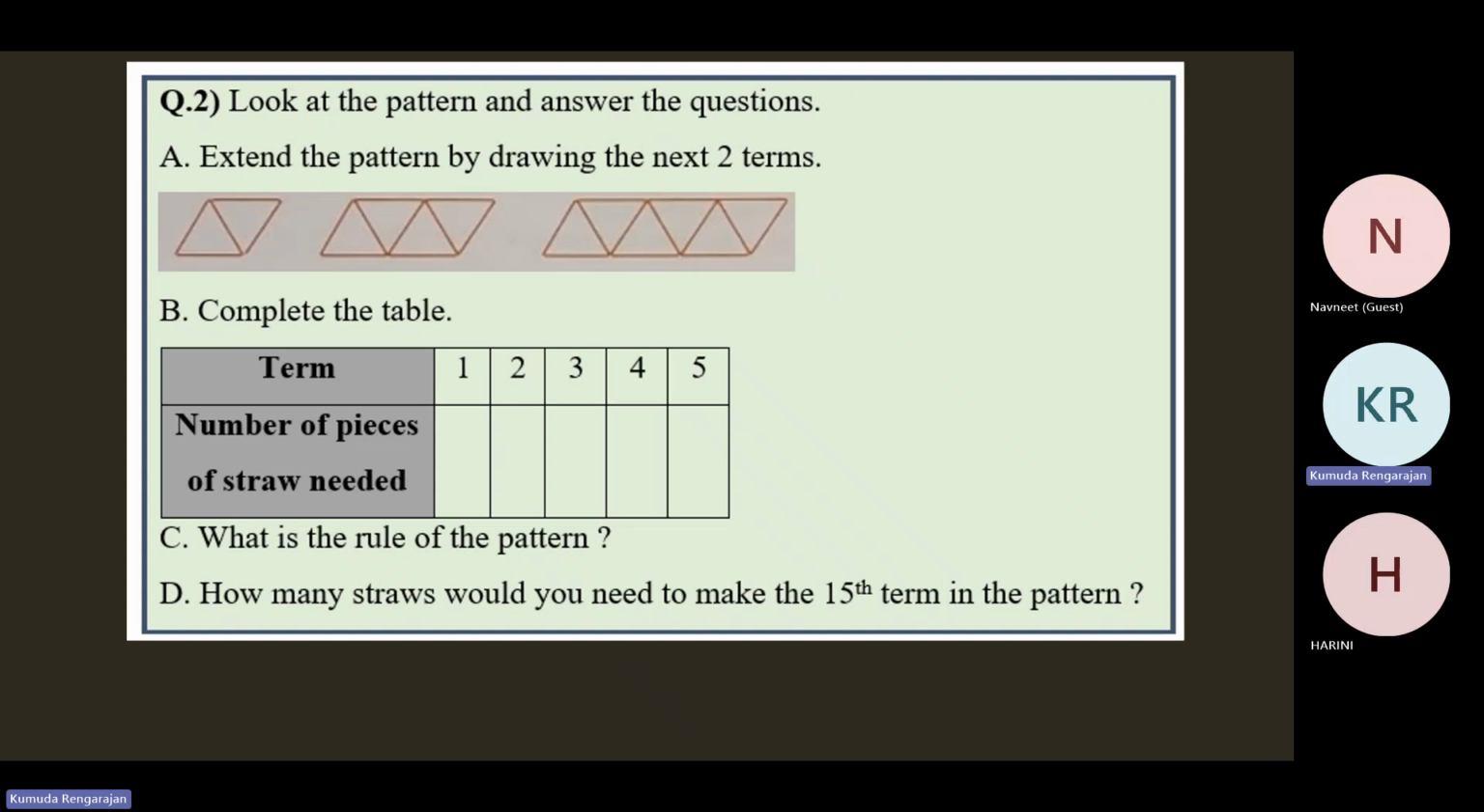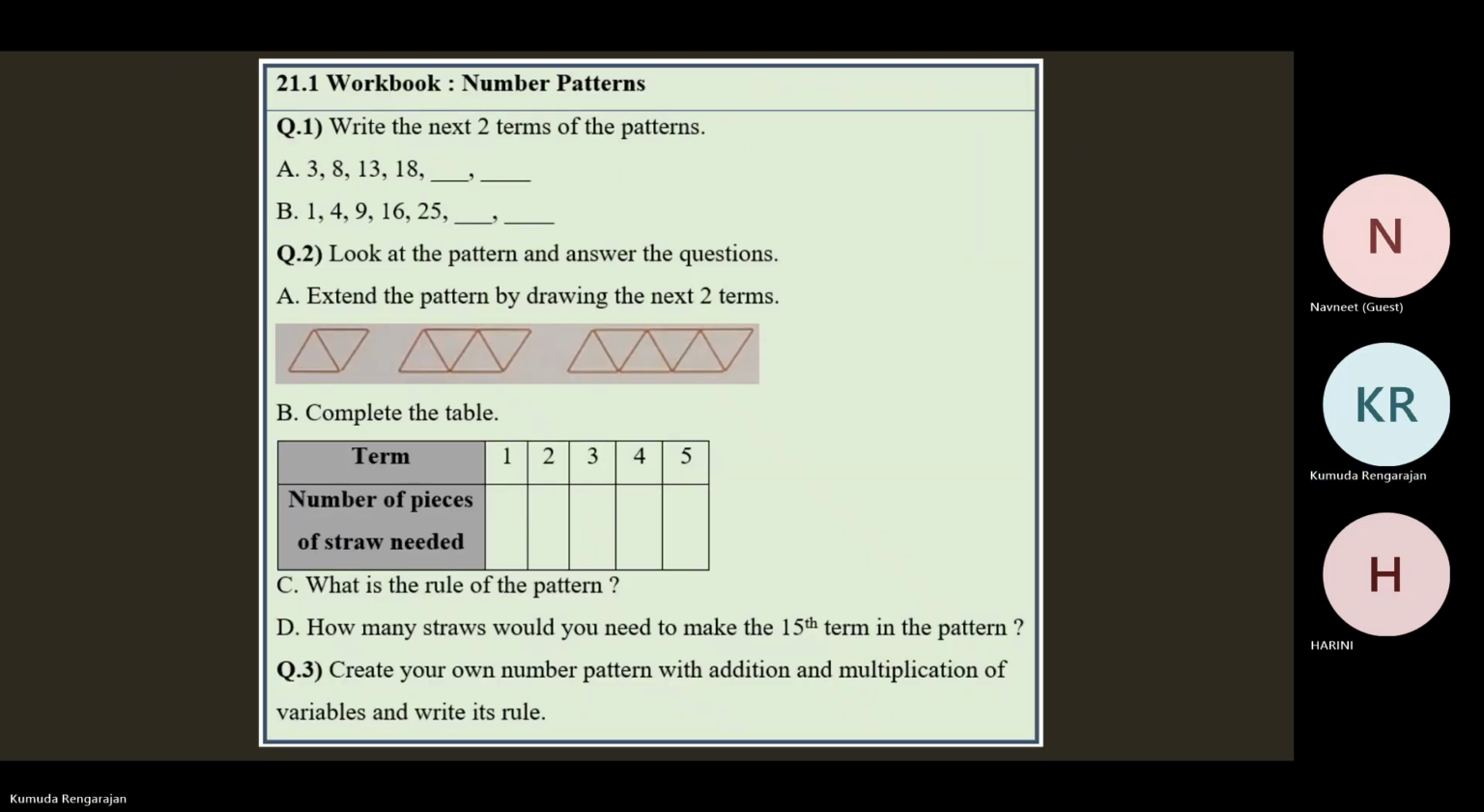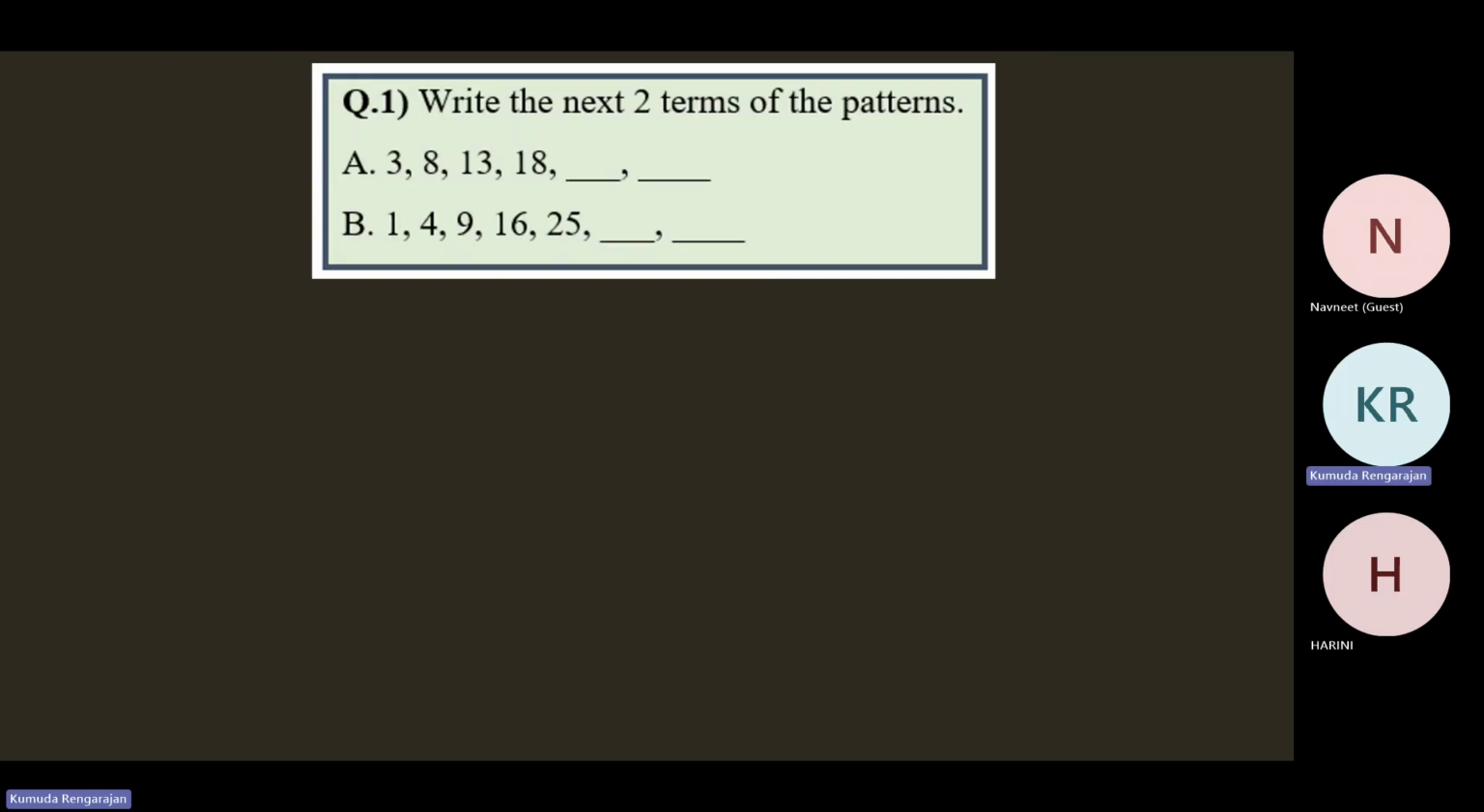Okay, so that was the in-class third question. This is the workbook third question. I think now you both will teach me. You should use similar questions. You create your own number pattern with addition and multiplication of variables and write the rule. You should use addition and multiplication. There we used subtraction and multiplication. Here, addition and multiplication.